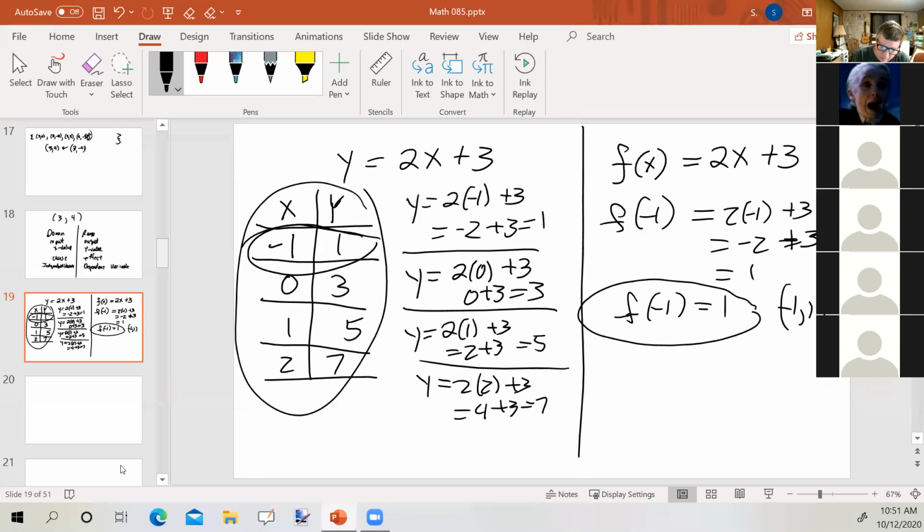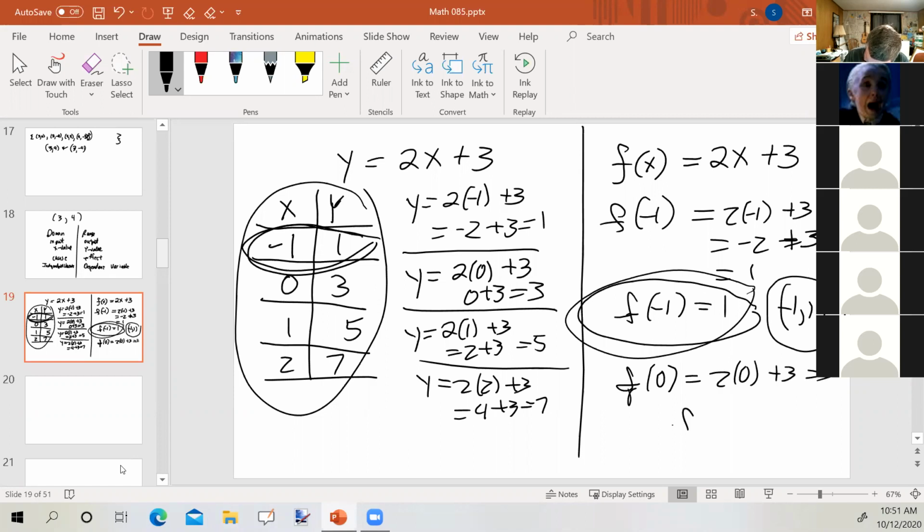So here is the ordered pair in a table. Here it is as a regular ordered pair. Here it is as function notation. So for the function f of x equals 2x plus 3, f of -1 equals 1. What would f of 0 equal? Well, it would equal 2 times 0 plus 3, or 3. So f of 0 equals 3. What would f of 1 equal?